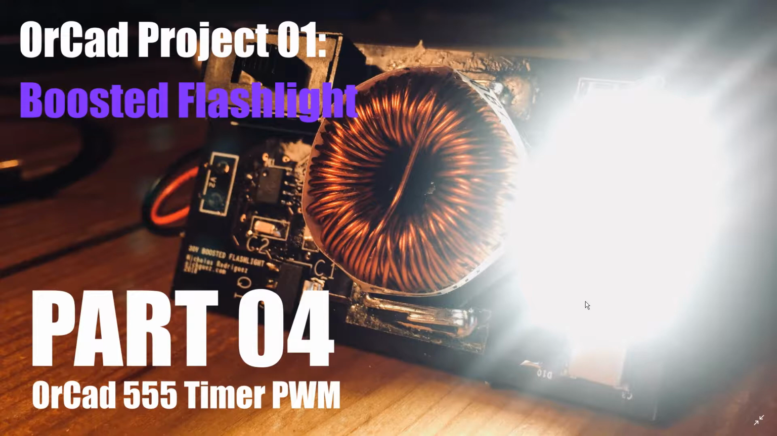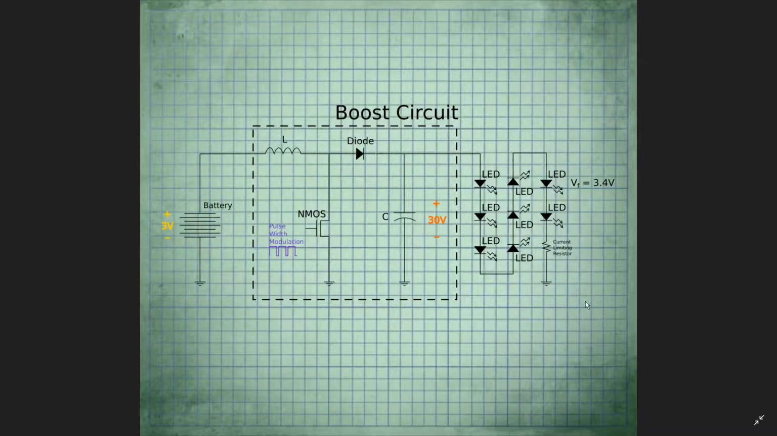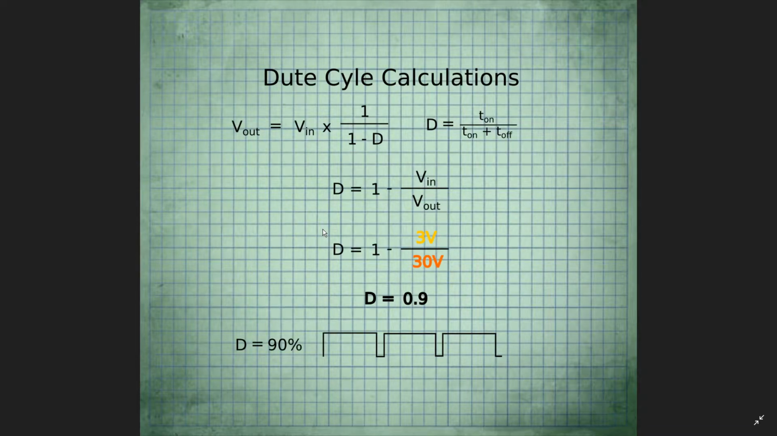If you remember from last time, and through all the videos, we've been talking about this boost circuit. We need a pulse width modulation signal to operate this N MOSFET. And how do we generate that? Well, in the scheme I'm using for this project, I'm going to use a 555 timer. I put this slide as a reminder that what we need the 555 timer to do is give us a square wave with a duty cycle of 90%.